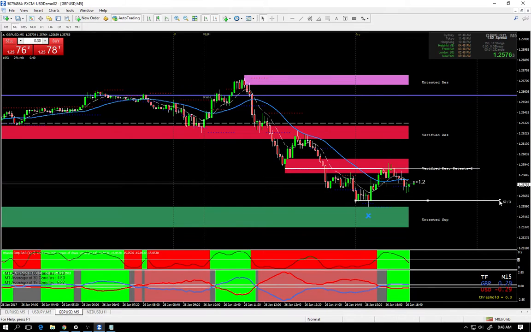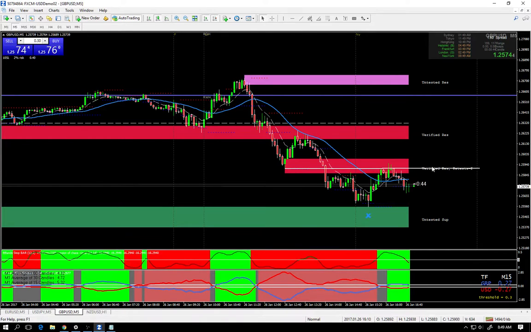Let's draw this out a little bit. We're looking for a close below here, and then we could take a sell if everything gives us confluence. If all these are lined up with this, jump in south. If we don't get a close below, don't get in. Let's clear that. Let's clear that.